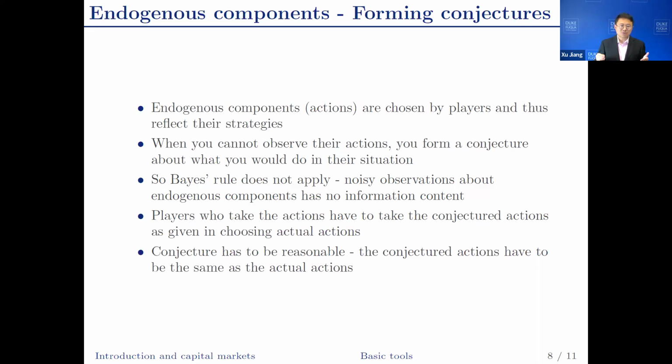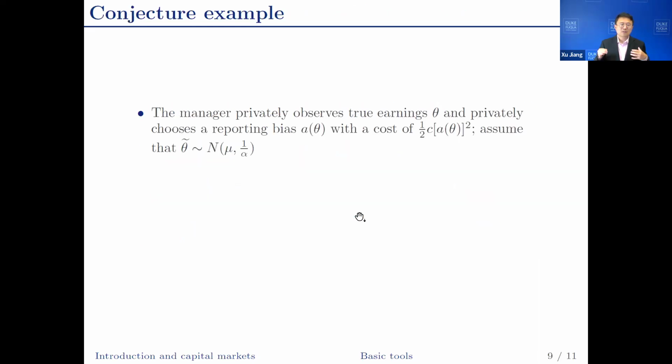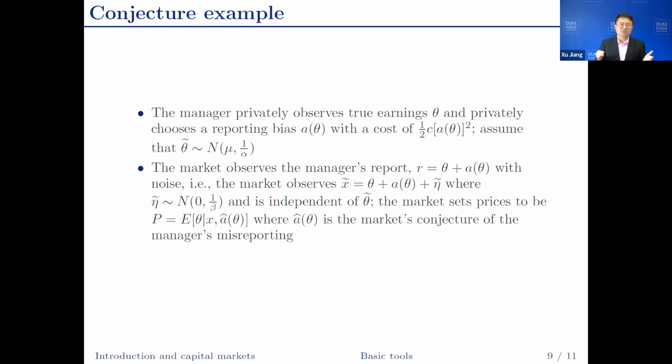So those may be too abstract. Now let's use an earnings management example to illustrate that. Suppose a manager privately observes true earnings theta and privately chooses some reporting bias. And choosing reporting bias is costly. Think about this as earnings management cost. Investors do not observe theta. They form a prior distribution of theta. And they also cannot observe reporting bias. Instead, they observe the sum of theta and reporting bias with some noise.